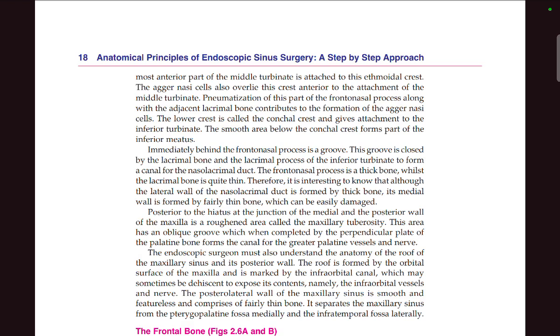The endoscopic surgeon must also understand the anatomy of the roof of the maxillary sinus and its posterior wall. The roof is formed by the orbital surface of the maxilla and is marked by the infraorbital canal, which may sometimes be dehiscent to expose its contents, namely the infraorbital vessels and nerve. The posterolateral wall of the maxillary sinus is smooth and featureless and comprises fairly thin bone. It separates the maxillary sinus from the pterygopalatine fossa medially and infratemporal fossa laterally.